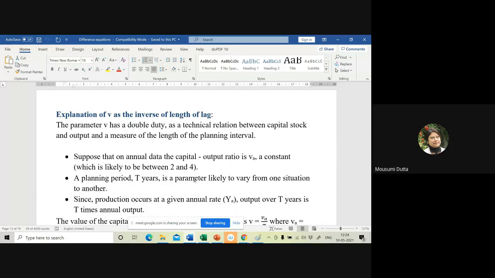Okay, so I'm adding a note on the explanation of V as the inverse of the length of lag. It's not the explanation of V only as the inverse of the length of lag. It has a double duty actually. It presents the length of lag as well as the technical relation between capital stock and output. So let's try to clarify the idea of V, the accelerator.